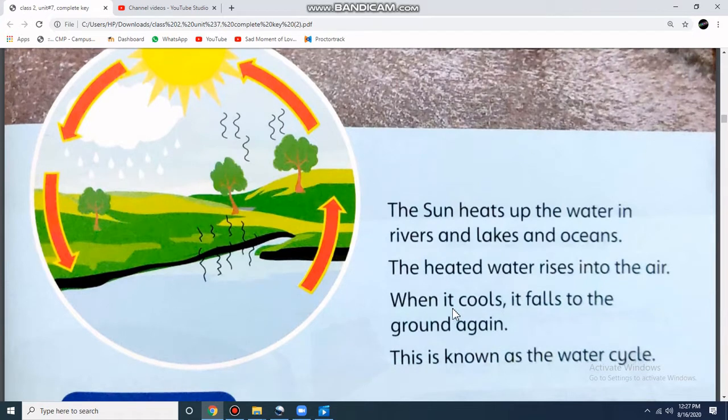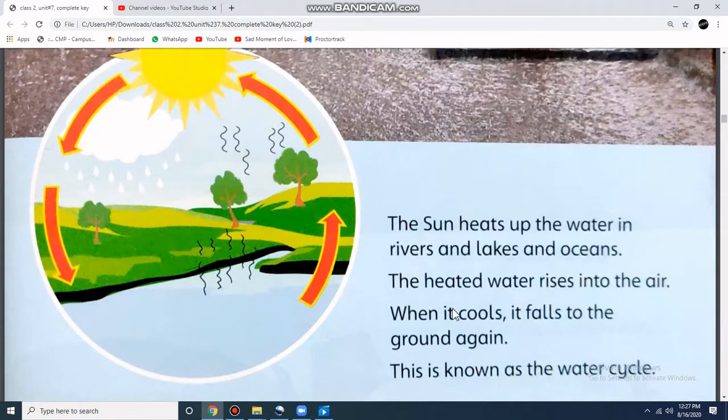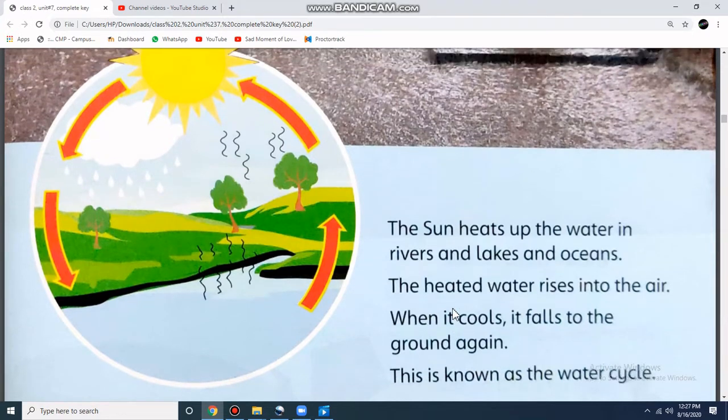Okay, let's discuss. The sun heats up the water in rivers and lakes and oceans. Sun जो है वो heat up करता है rivers, lakes and oceans में water को. Okay, the heated water rises into the air when it cools. Basically, the first step is the sun heats up the water in the river. You can look at your picture on the left side.